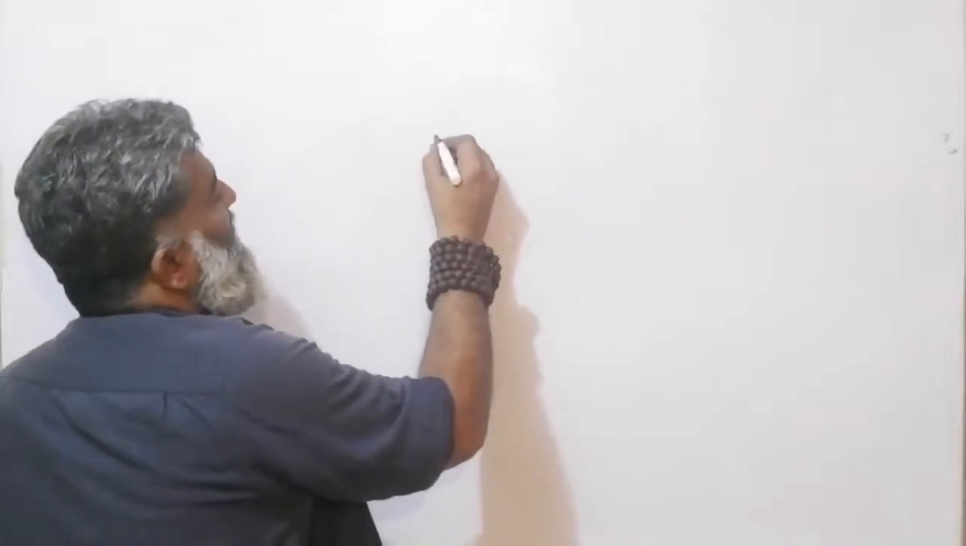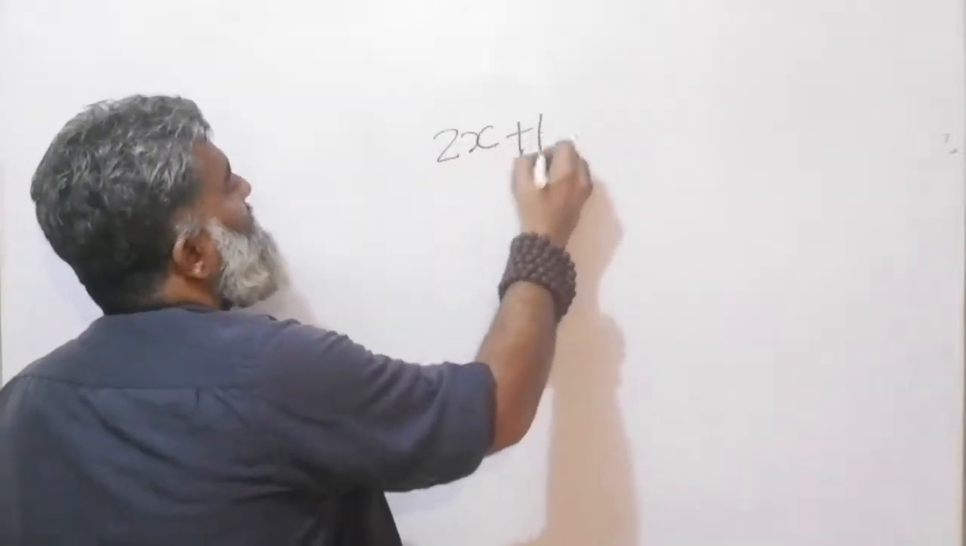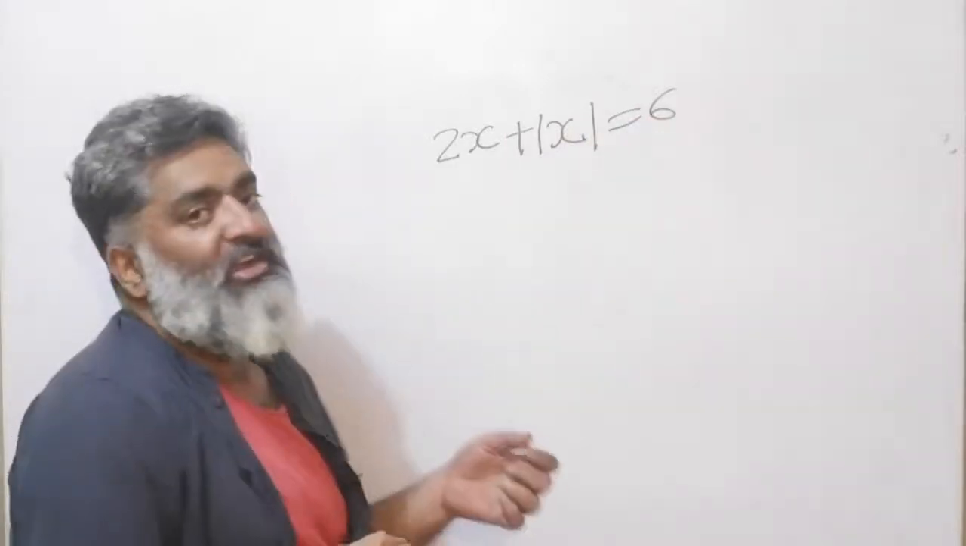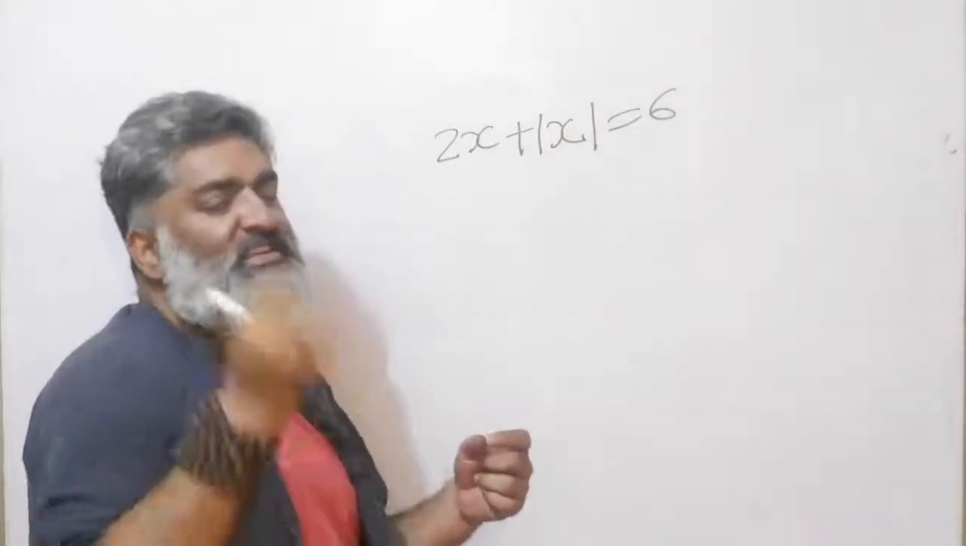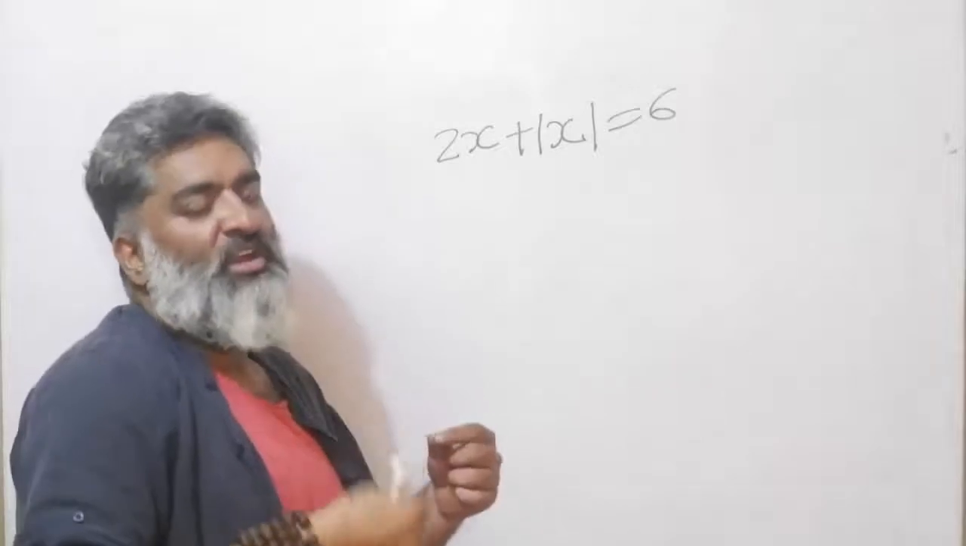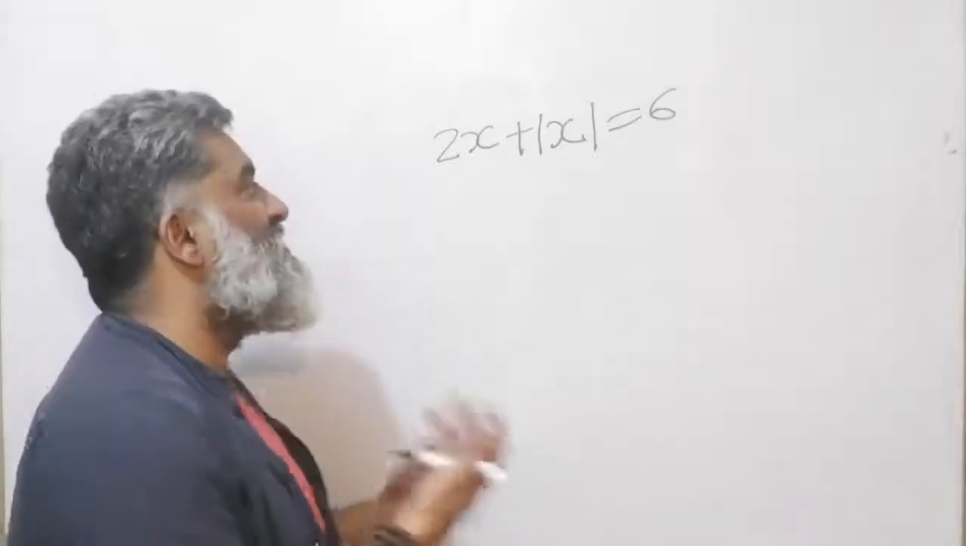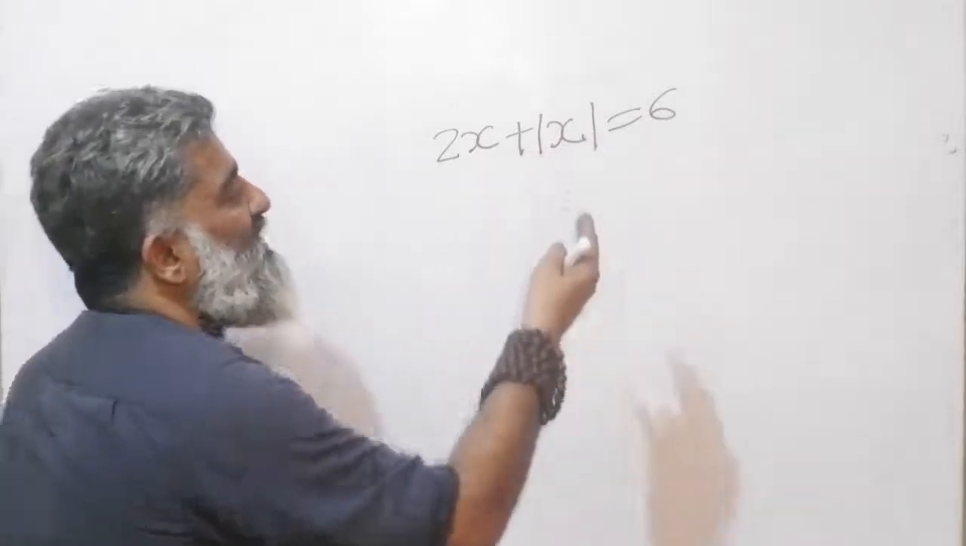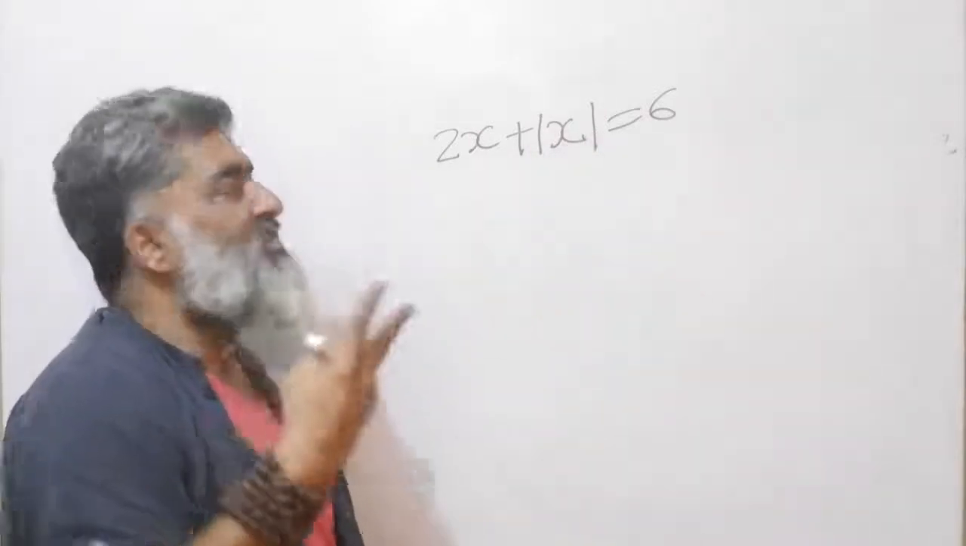So let's just keep building on top of this story. I say 2x plus mod of x is equal to 6. What is the value of x? Now you will see just guessing the value is getting more and more difficult. So I want a process, and the process is very simple. I want to get rid of this symbol, right? And that creates two situations for me.